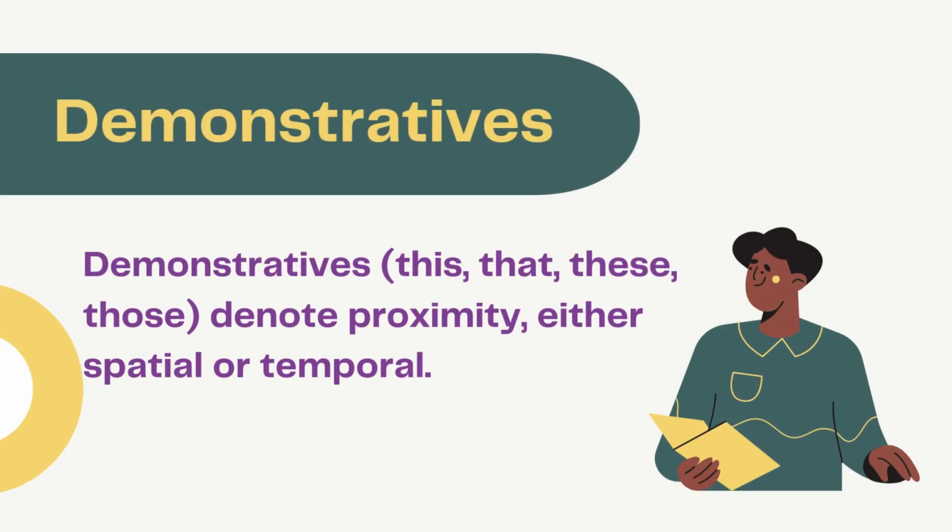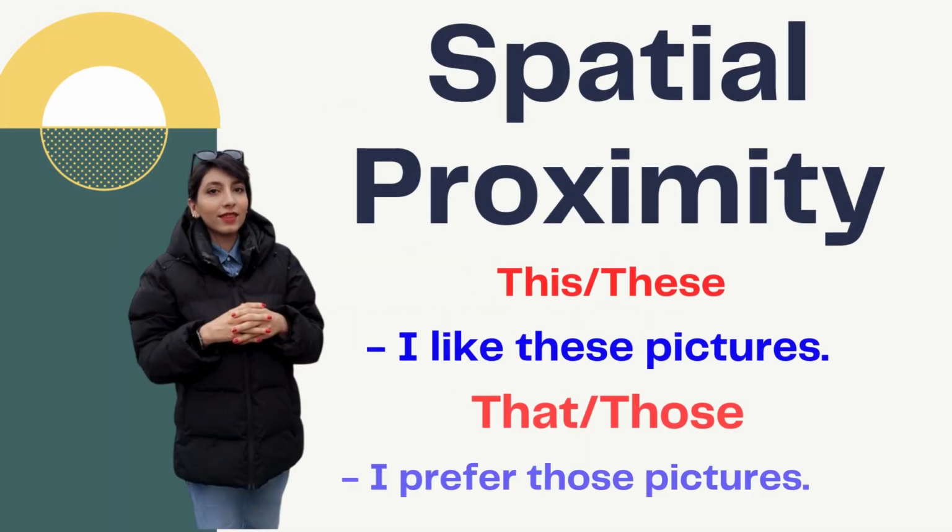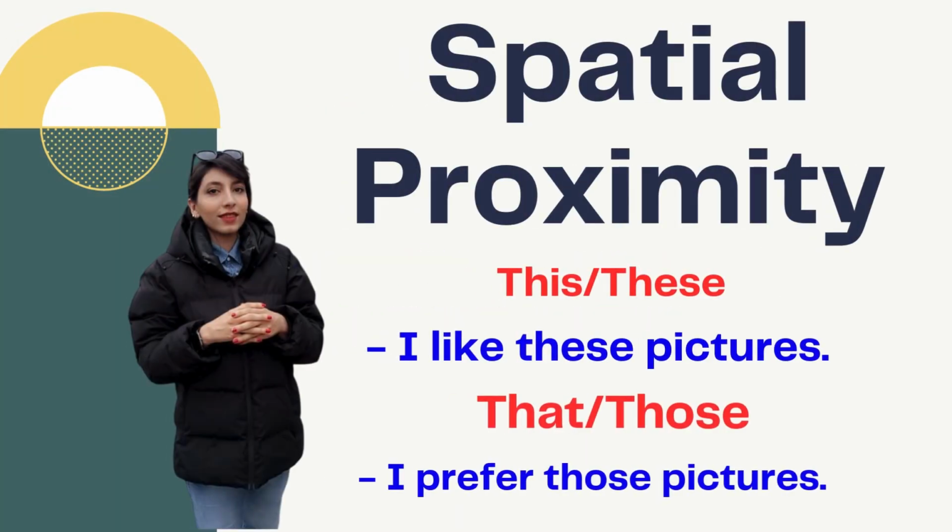How about demonstratives? Demonstratives like this, that, these, those show how close or far something is. How about spatial proximity, near or far? For things that are near, we use this or these. I like these pictures. About things that are farther away, we use that or those. For example, I prefer those pictures.